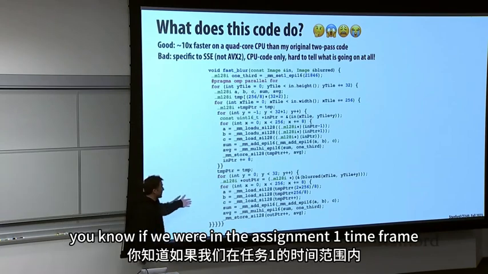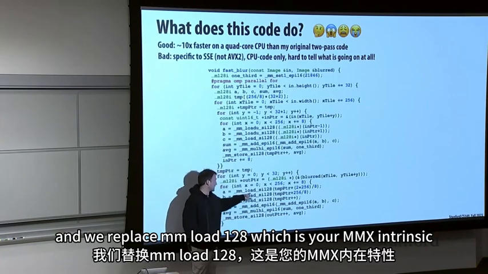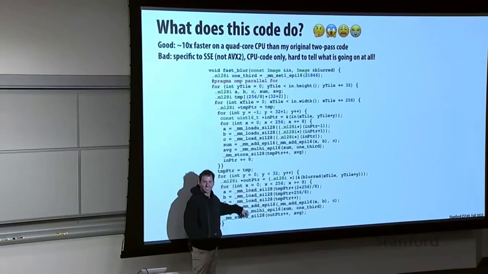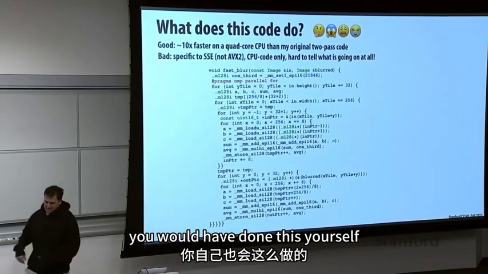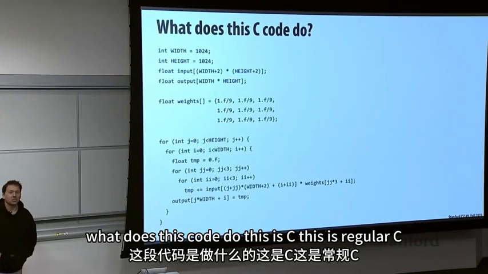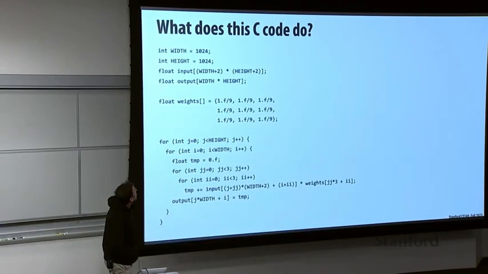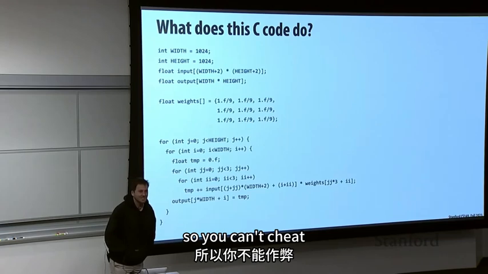If we were in the assignment 1 time frame, and we replace load 128, which is your MMX intrinsic, with CS149 intrin, you would have done this yourself. Now let me ask you a different question. What does this code do? This is regular C. I didn't give you the function name this time, so you can't cheat.